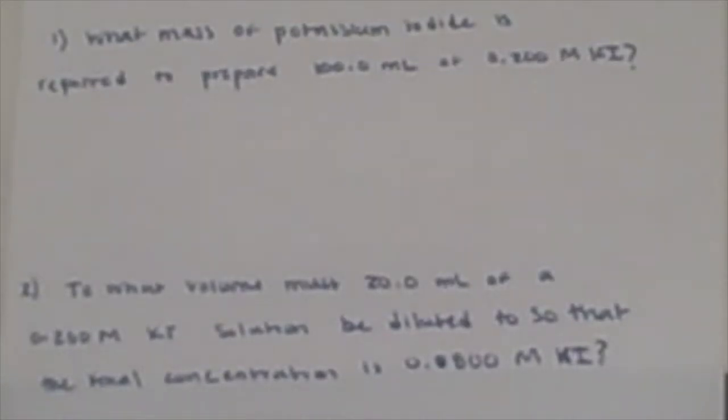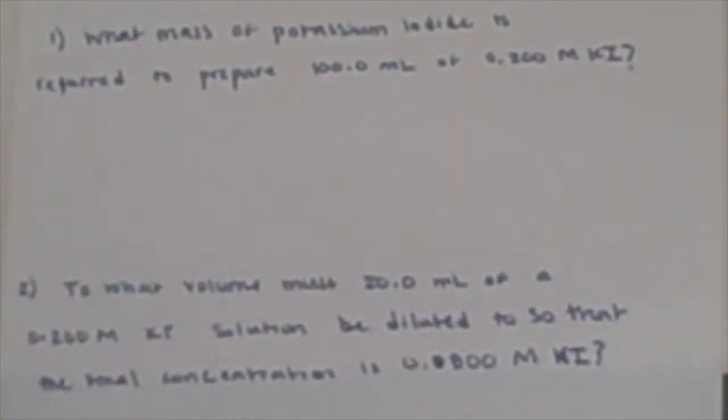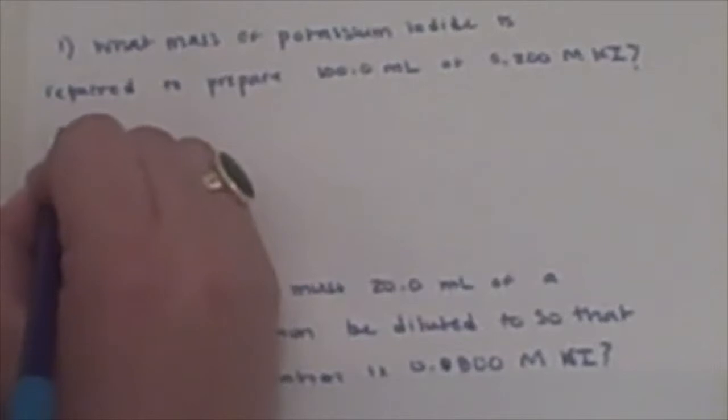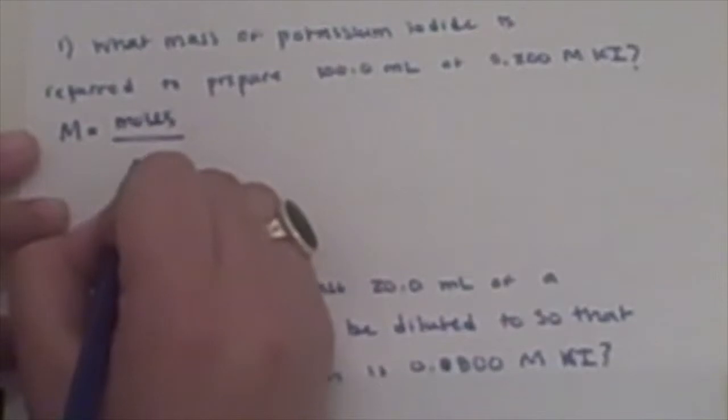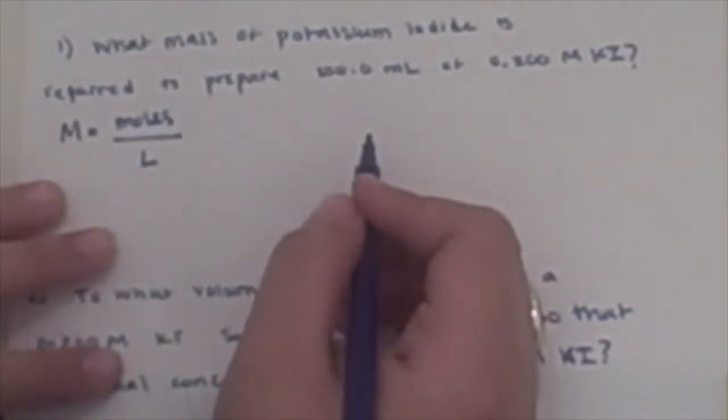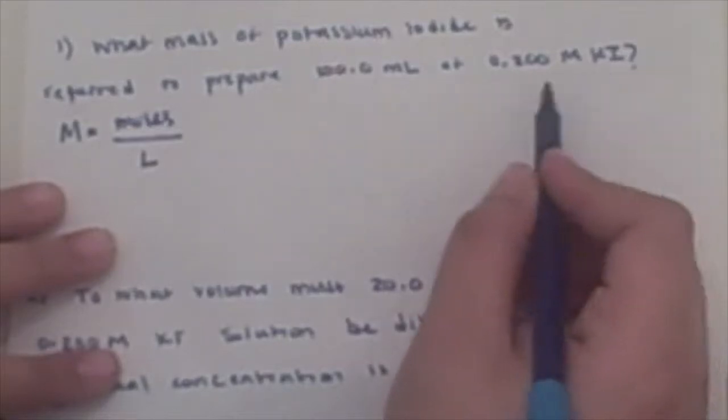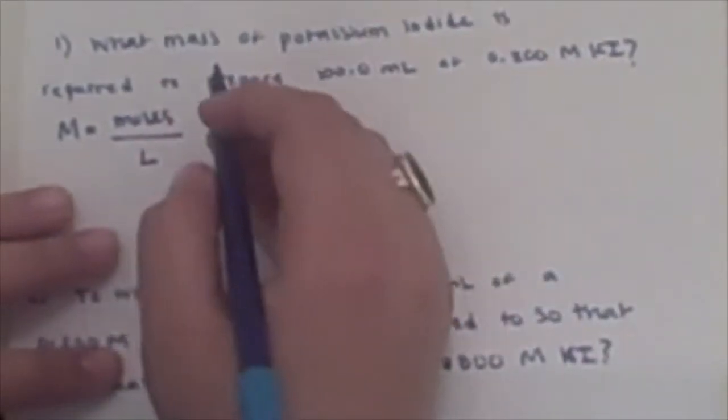In the pre-lab exercise, they are asking you what mass of potassium iodide is required to prepare 100 milliliters of a 0.2 molarity KI. So if we bring out our molarity equation, molarity is equal to moles over liters. Since they're already giving us the molarity, all we have to do is find the mass.